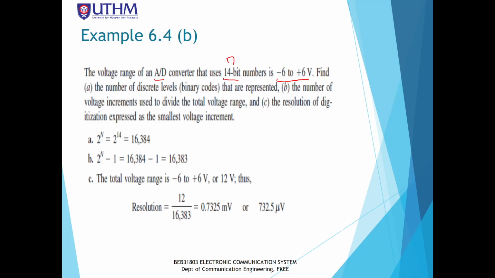So by using the 14-bit representation, how many levels can be produced using 14 bits? The number of levels is L equal to 2 power of n, where n is the number of bits. So 2 power of 14, we get 16,384. So there are going to be 16,384 levels, all of it.